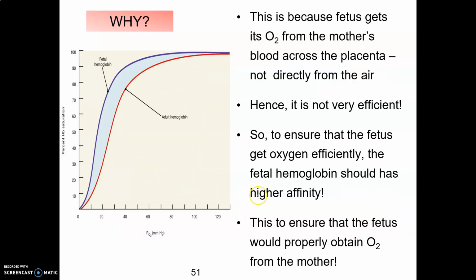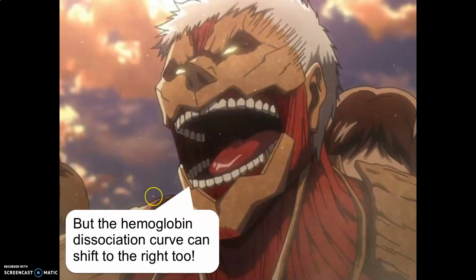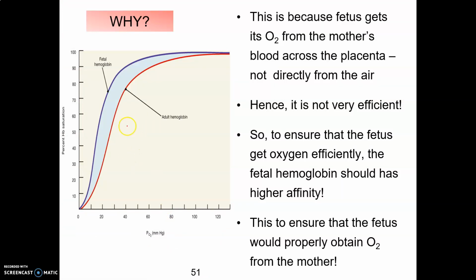Alright. Okay. Tetapi hemoglobin dissociation curve boleh shift to the right tu. Kalau dissociation curve shift to the left, means dia akan has high affinity. Okay. Kalau dia shift to the right means that dia akan ada reduced affinity. Now kita nak tengok macam mana, how can the graph shift to the right. Okay, yang ni akan occur dalam Bohr's effect, which kita akan tengok later lah.